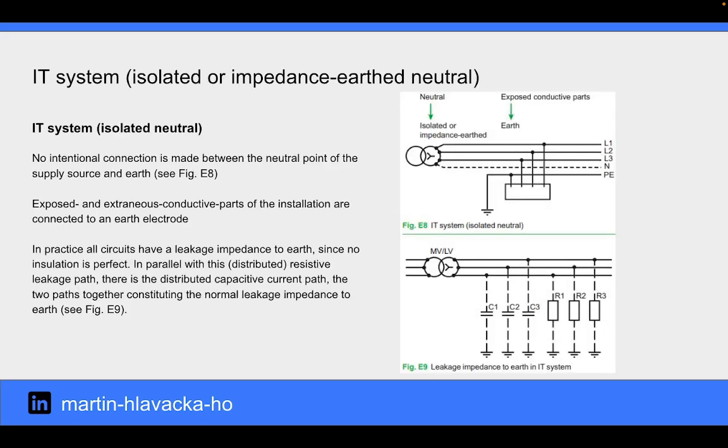IT systems. In an IT system with isolated neutral, no intentional connection is made between the neutral point of the supply source and the earth. Exposed and extraneous conductive parts of the installation are connected to the earth electrode. In practice, all circuits have a leakage impedance to earth, since no insulation is perfect. In parallel with this resistive leakage path, there is the distributed capacitive current path. The two paths together constitute the normal leakage impedance to earth.